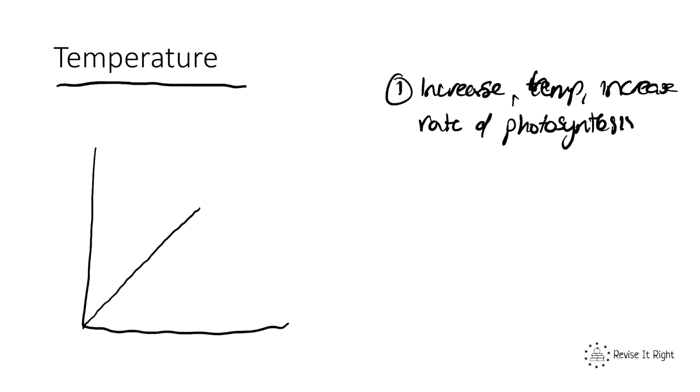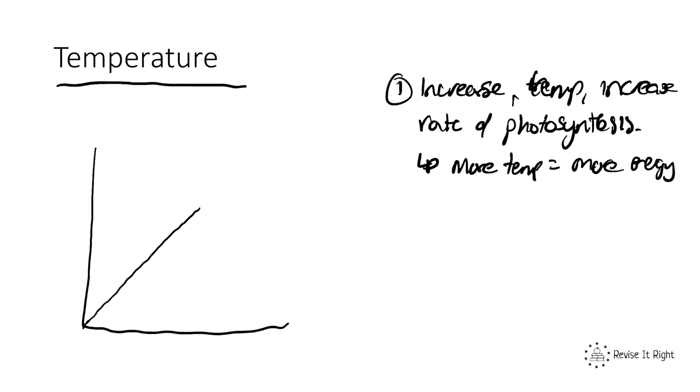Okay, so as we are increasing the temperature, we are increasing the rate of photosynthesis. You can see that with this line here. That is because, as ever, higher temperature equals more energy. And therefore the reactants that are moving around with more energy are more likely to collide. The carbon dioxide and water are more likely to collide, and therefore the higher the rate of photosynthesis.